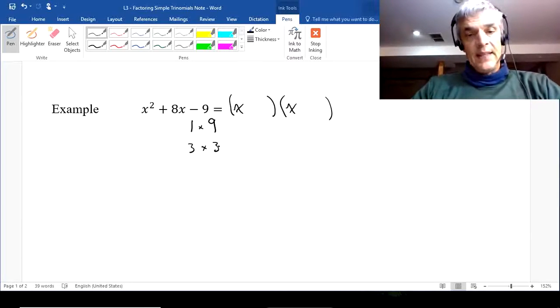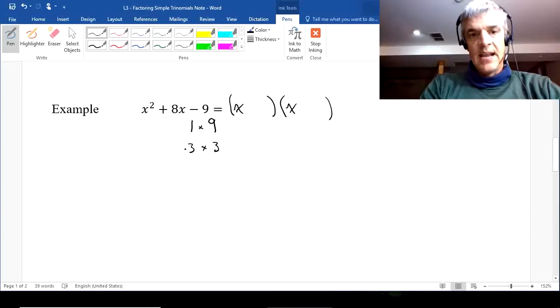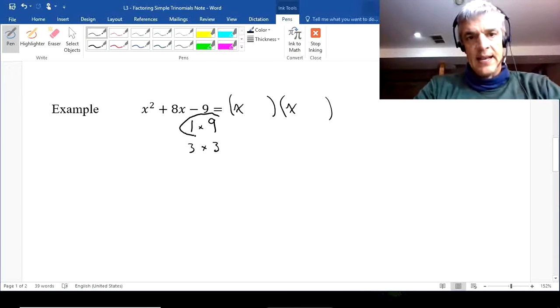Now, I'm looking at these and I'm saying, well, one of them has to be negative and one positive for me to get minus 9 and then plus 8. Well, the only way that's going to happen with any pairing here, if I was positive and negative here with 3 and 3, that would actually end up being 0. So that one's not going to work. But the 9 and 1, I think I can get that to 8.